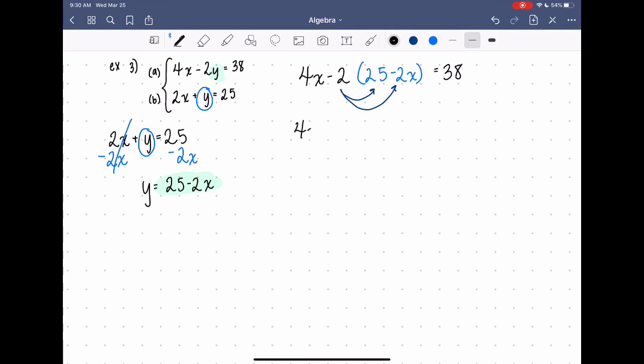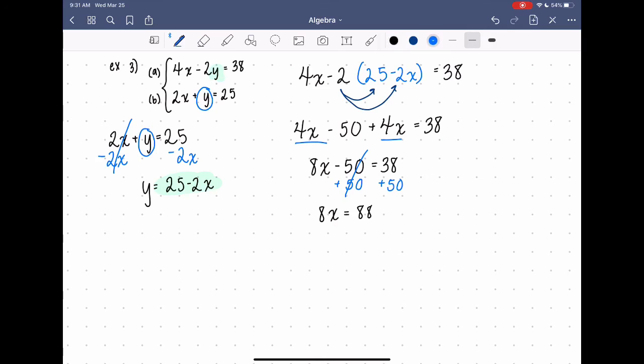So we will have 4x. Negative 2 times 25 would be negative 50. Negative 2 times negative 2x is a positive 4x equals 38. We have some like terms over here. 4x plus 4x is 8x minus 50 equals 38. Now I have to get rid of this 50. That'll make it 8x equals 88. My last step is to divide by 8 on both sides, and then I get x equals 11.